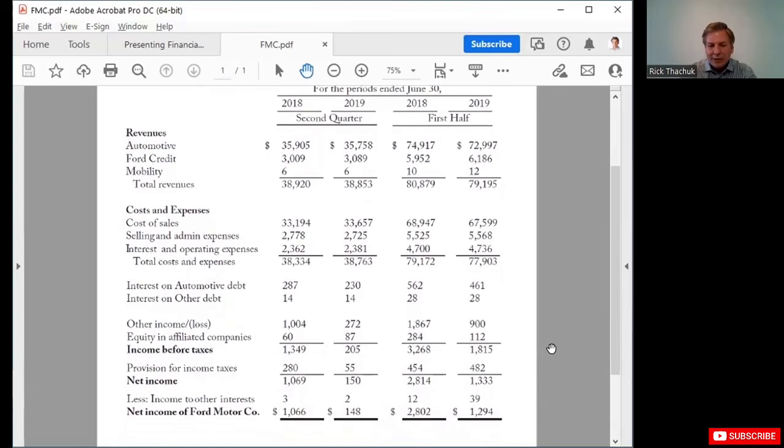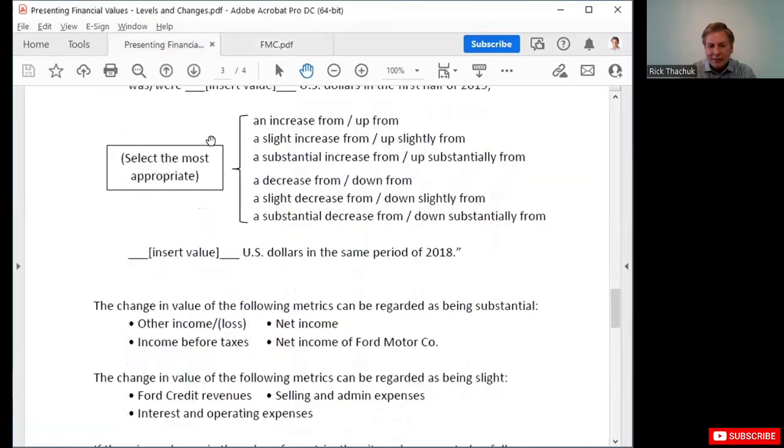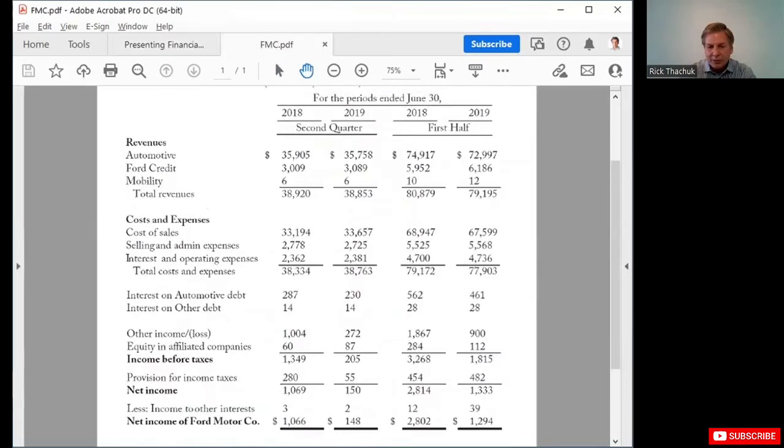And let's do one last one. Net income of Ford Motor Company, the bottom line. It went from this value to this value. Let's see if that is substantial. Well, net income of Ford Motor Company, yeah, we're going to consider that to be substantial. So it's a substantial decrease from or down substantially from. Can you present that bottom line for me, please?